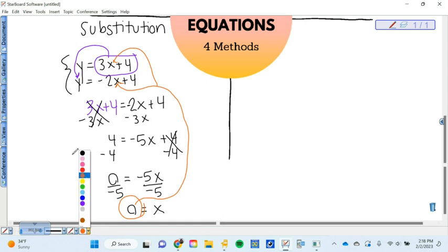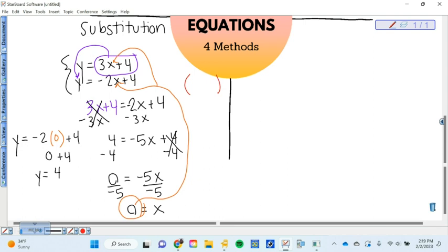So y equals negative 2 times 0 plus 4. What's negative 2 times 0? What's 0 plus 4? So what's my answer? 4. y equals 4. What's my answer to the whole thing? 0, 4, yes. Okay, always x and y.